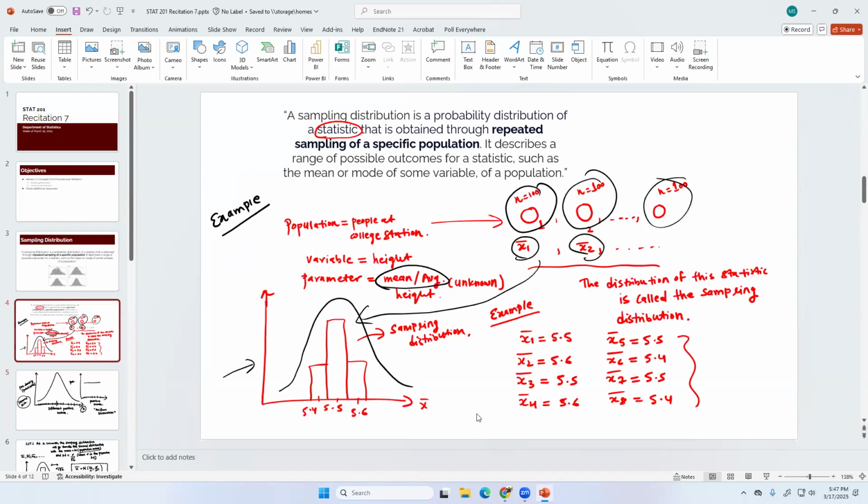And the same goes for here. Okay, so these are the different possible values of. So what are these? Can somebody tell me? What are these on the x-axis? When I say a sampling distribution, what are these on the x-axis?